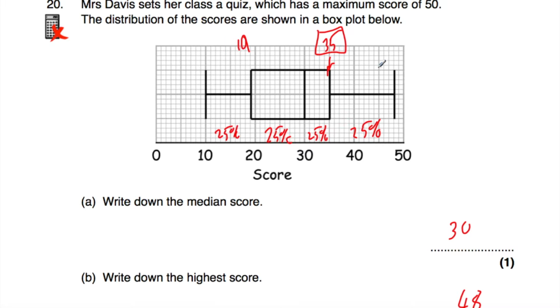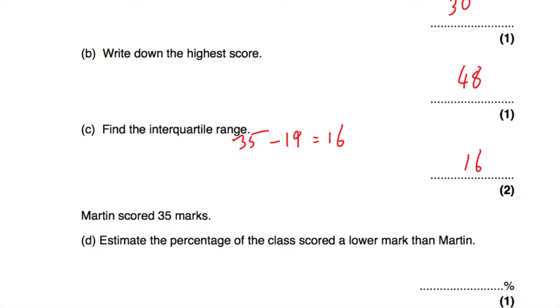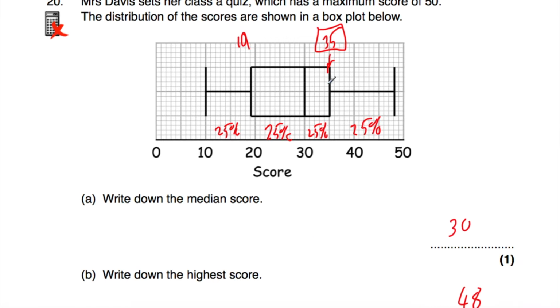Now, Martin scored 35 marks. So if we go down, we're asked to find what percentage of the class scored lower than Martin. So lower than Martin will be here, this 75%.